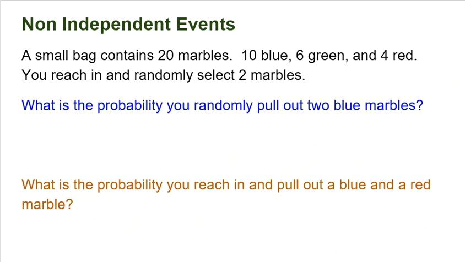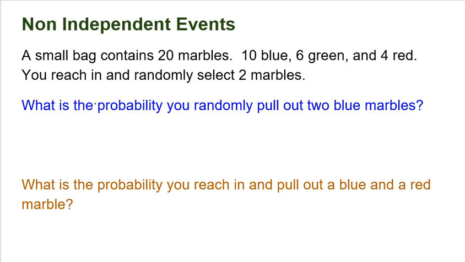All right, let's look at non-independent events now. And I don't want this to stress you out because it's very easy. So a small bag contains 20 marbles, 10 blue, 6 green, 4 red. You reach and randomly select out 2 marbles. So I'm going to reach in, select out a marble, reach in, select out a second marble. Now I want 2 marbles when I'm done, so I'm not putting that first one back. That's what makes this non-independent. Because what happens on the second selection is definitely impacted by what happens on the first. And as long as I consider that, it's actually not that difficult.